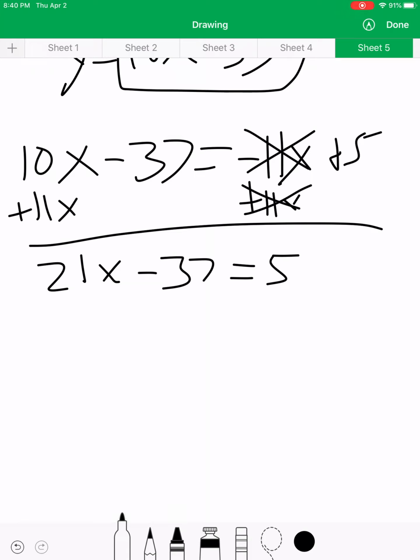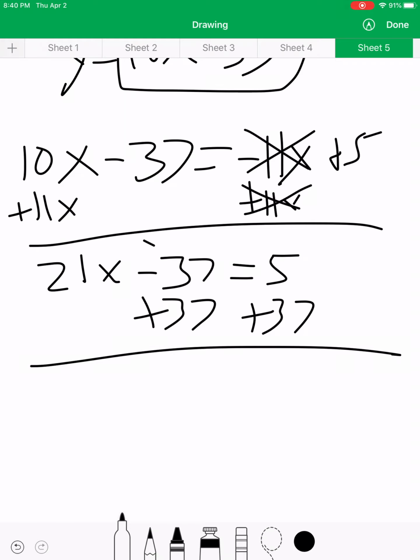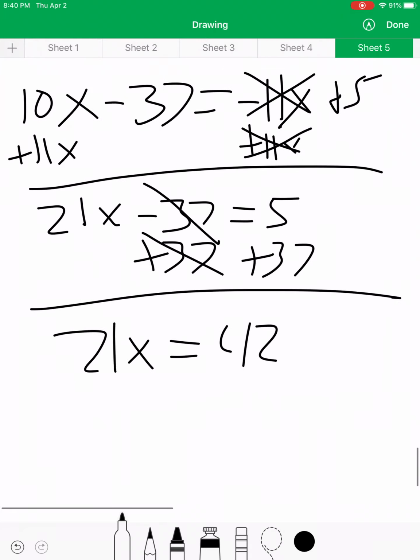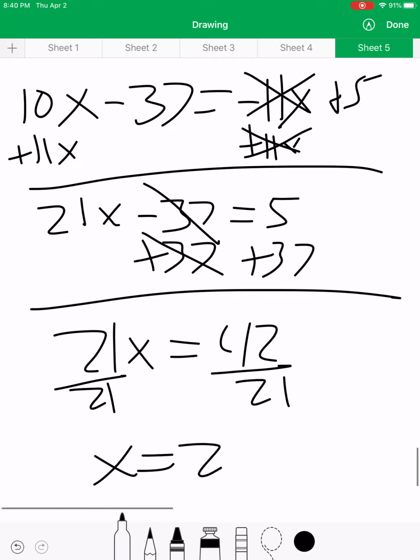Start on the side of the variable, move the number without by performing the opposite operation, meaning add 37, add 37. Goes away, goes away. 21x equals 42. Divide by 21, divide by 21. You now know that x equals 2.